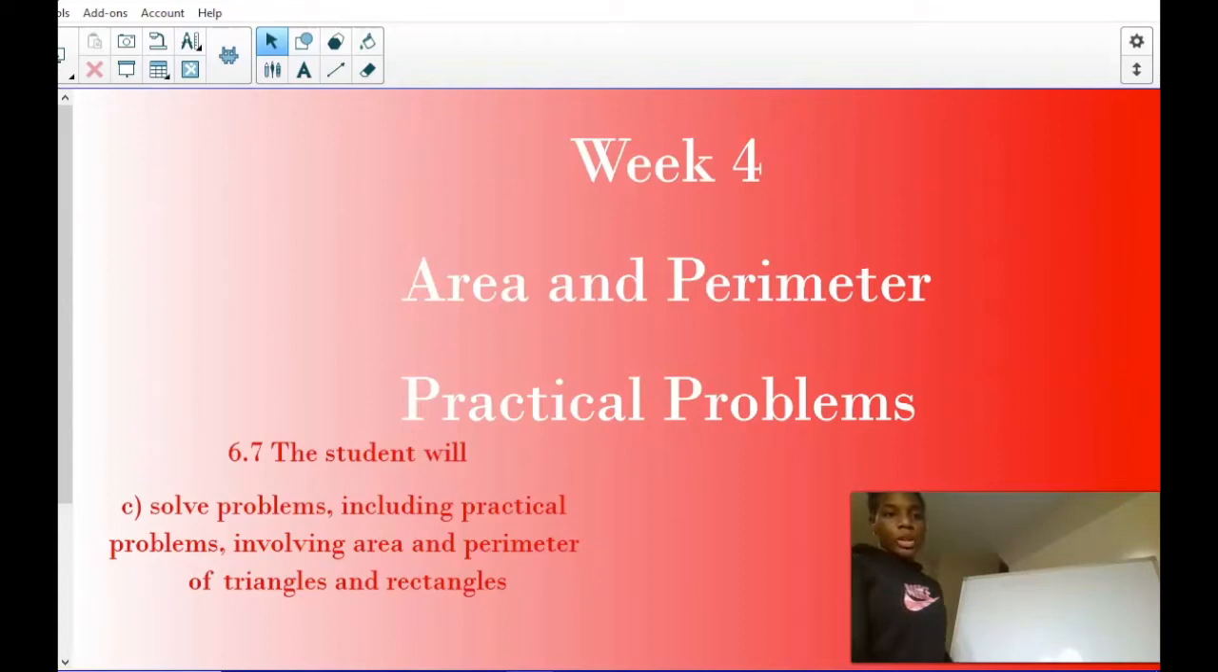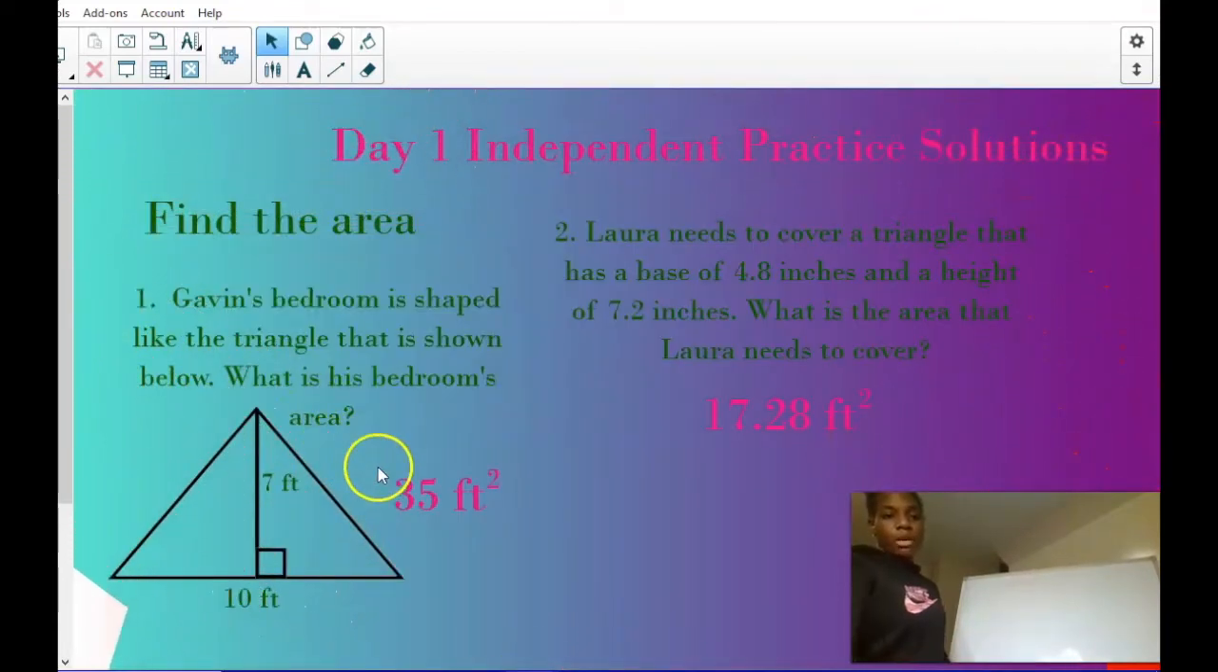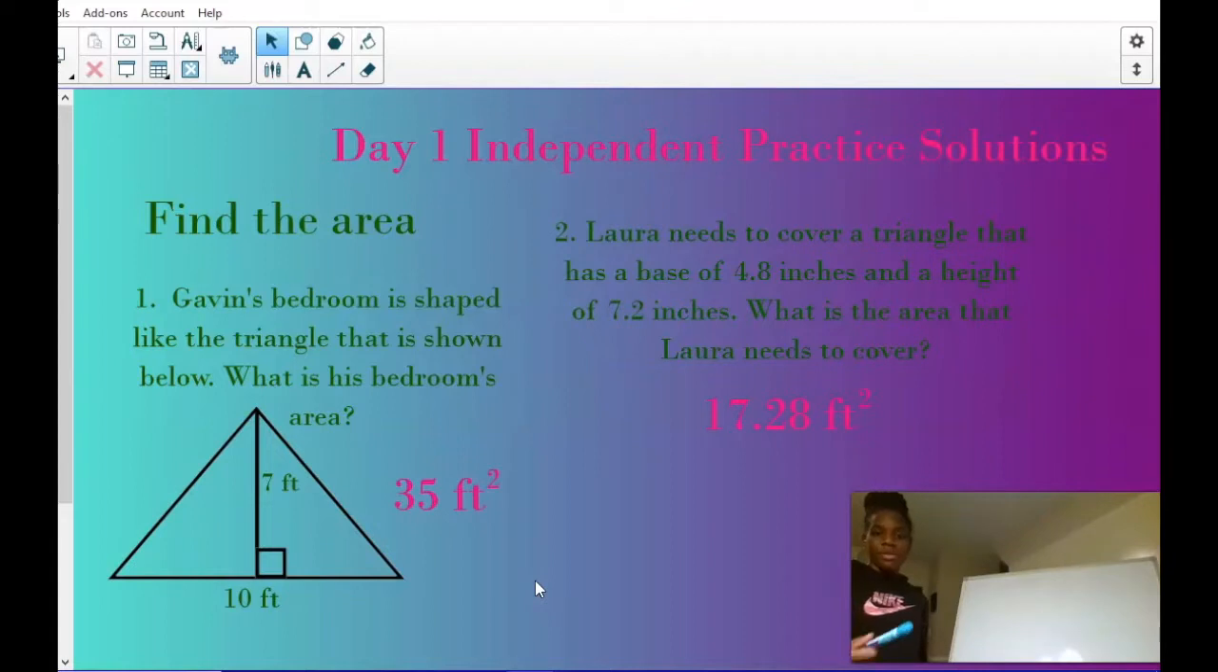So first we will do a review and go over the questions that were given for yesterday's independent practice. Yesterday we had to find the area of both of these triangles. Notice that for question 1, you had a triangle given, and for question 2, there was not a triangle given, so you had to draw one. For the first question, you had to take half of the base. In this case, the base was 10, so take half of 10. Half of 10 is 5, and we take 5 and multiply that by 7 in order to get an answer of 35 feet squared.